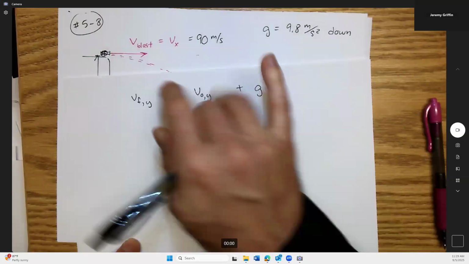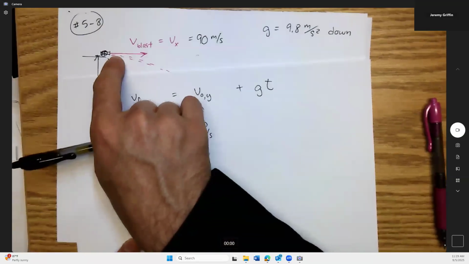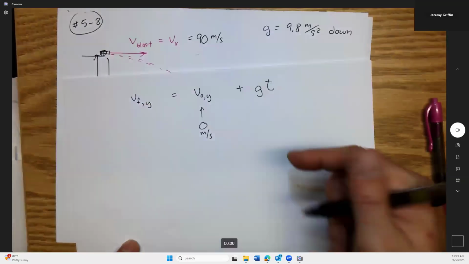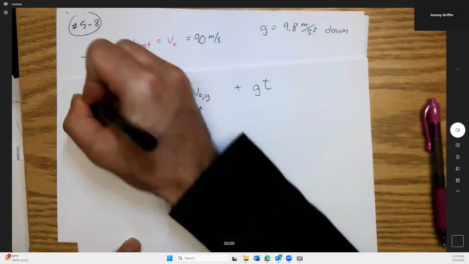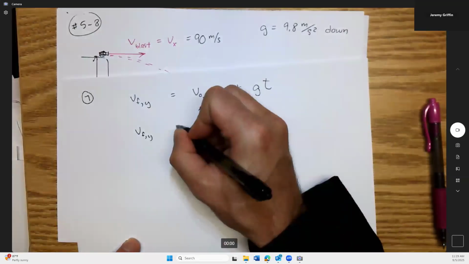0 meters per second, because it was not moving up or down at the block point. It was only moving to the side, so this must be 0. Okay. We're solving for v final in the y direction. This will be number 7, by the way. Number 7 will be answered by this.